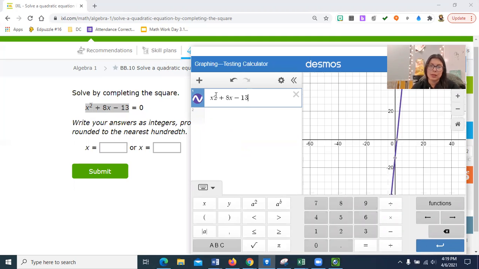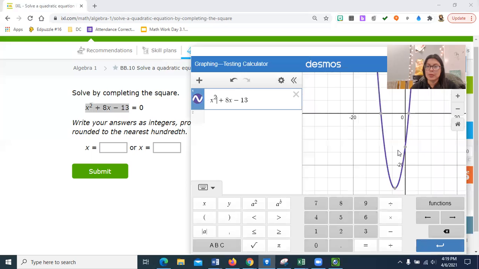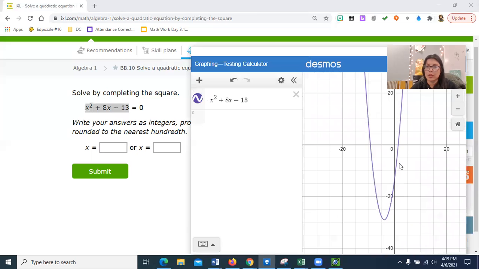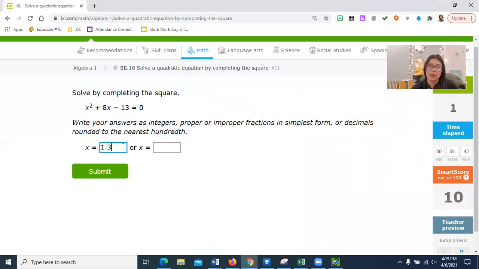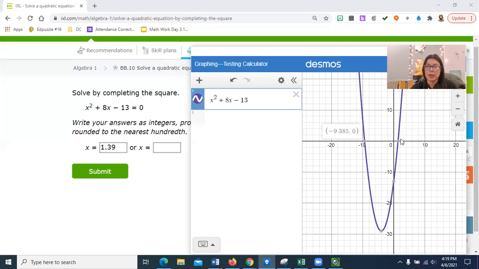Oh, that's because this needs to be a squared. See how it didn't look like a parabola? It looked like a line. That's how you could tell something was wrong. Okay, so that crosses here. The 0 is 1.385. The 5 is going to make the 8 round up to a 9. So 1.39. And the order doesn't matter. So like I could put this one first or that one first.